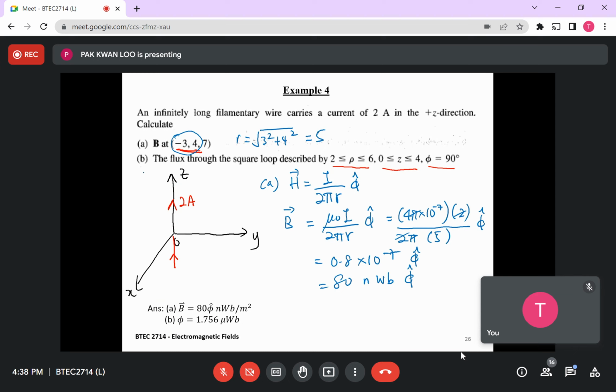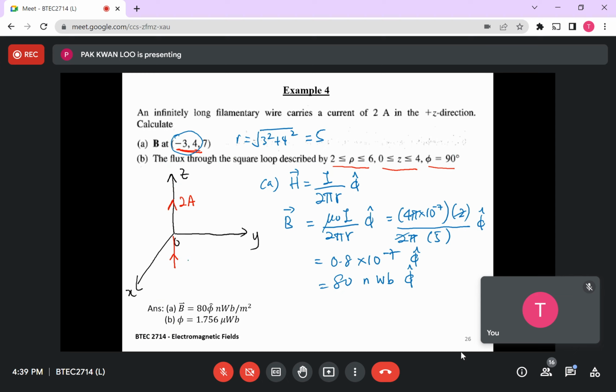Now we have to go to part B, the flux through the square loop described by the surface. So we have to find the flux. When we mention magnetic flux, the evaluation will not be 0 if the surface is an open surface, unless it's a closed surface. Okay, let's look at the surface now.